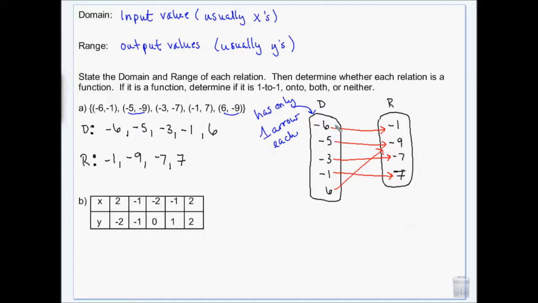So each one of these, I look and I go, okay, 1 arrow, 1 arrow, 1, 1, 1, I'm good. So it is a function. As long as only 1 arrow, we're good. We have a function.